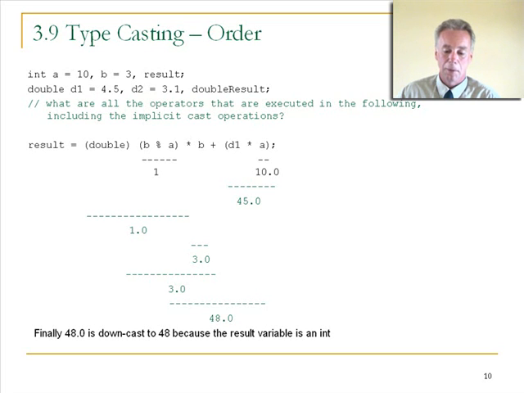And finally, an implicit downcast, which is probably not a good idea, and maybe shouldn't be in this example, but this is fairly common what people do, even though they shouldn't. We're allowing 48.0 to be implicitly downcast to 48, and that's because the result variable is of data type int.